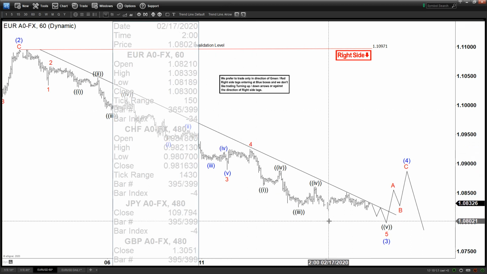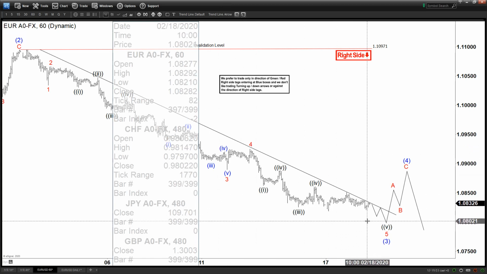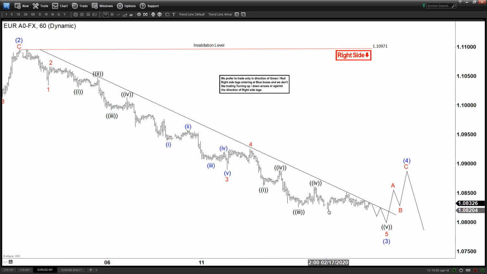Alright, so let me double check here. This low here is 1.0818, and this one is 1.0821. So this is the last low here, and this could have been your wave 5. Especially if we start breaking, then that's it.